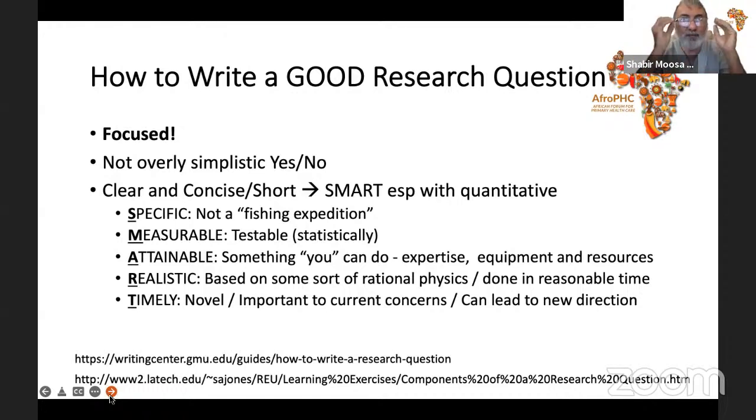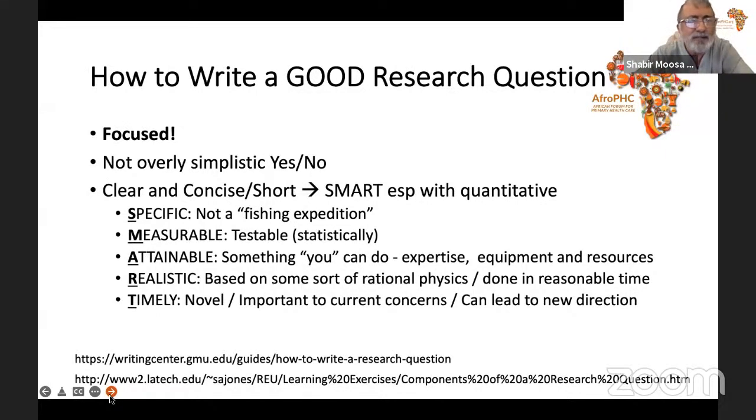You've got to be clear. You've got to have your idea of what it is you want to investigate. You must also be measurable. Now, this might be more measurable in terms of quantitative work, so you must look at whether, if you want to do that, we'll get to that question. Attainable is something like, is it doable? Is it achievable? Realistic, again, can be done in a reasonable time, but also is it realistic in terms of what is possible, given what you have available? Timely is just, is it new?